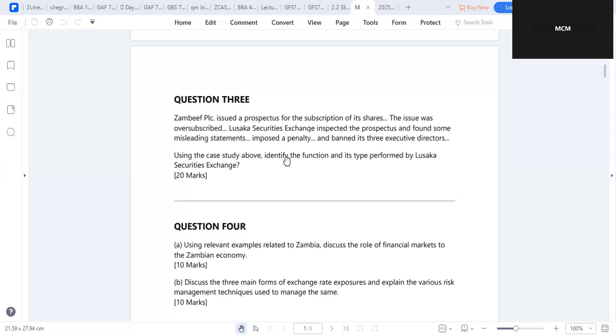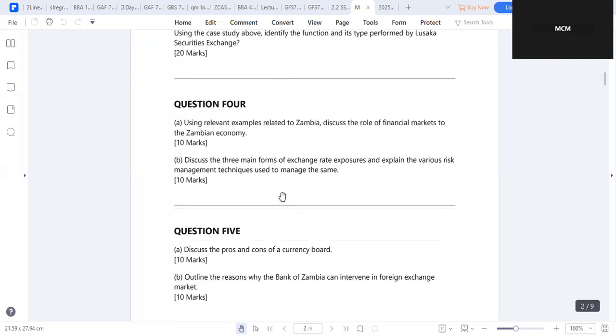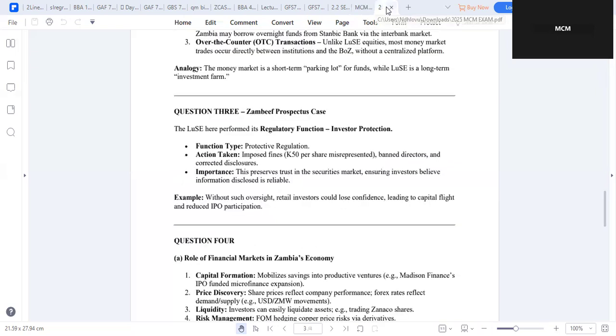So we go to question number 4. Using relevant examples, discuss the role of financial markets in the Zambian economy, then discuss three forms of exchange exposures and explain the various risk management techniques that could be used to mitigate them. Okay, so here we go to this question number 4.